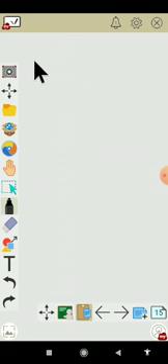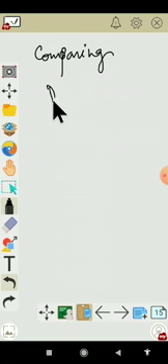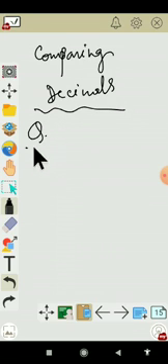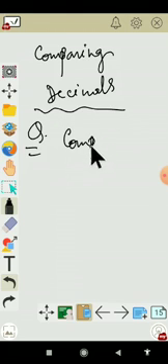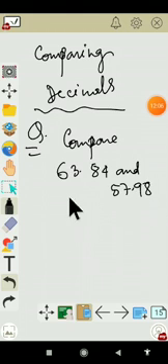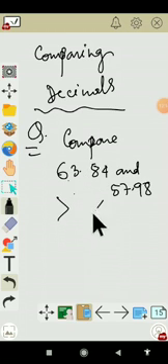Similarly, now we will compare decimals. How do you compare decimals? Suppose the question is to compare 63.84 and 57.98. To compare two numbers, we have to write a greater than, less than, or equal sign between these two numbers.